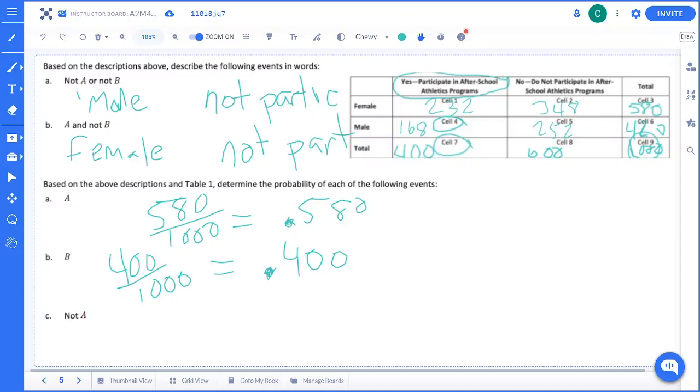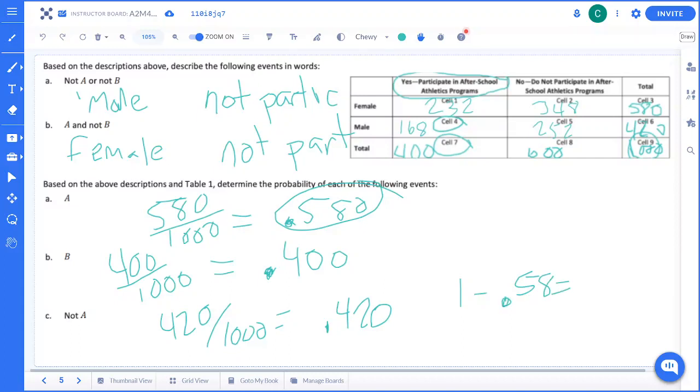Now, if it's not A, that's simple enough. All you would have to do, since you already have that probability, is subtract it from 1. Or you could say not A would have to be the male, and that would be 420 over 1,000, which is equal to 0.42. And what I said earlier, you could just say 1 minus the female, because that's not the female. Okay, so same thing.